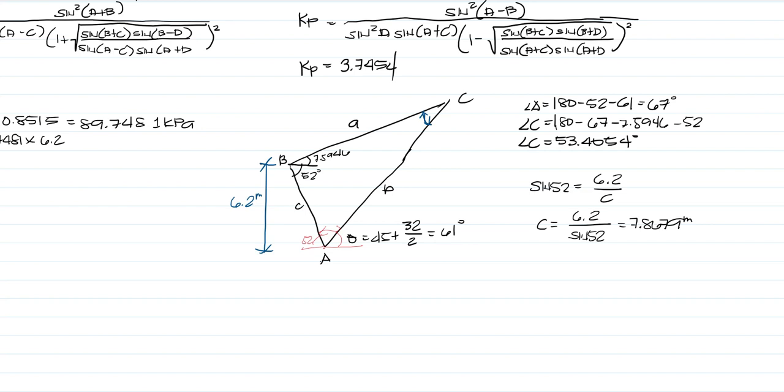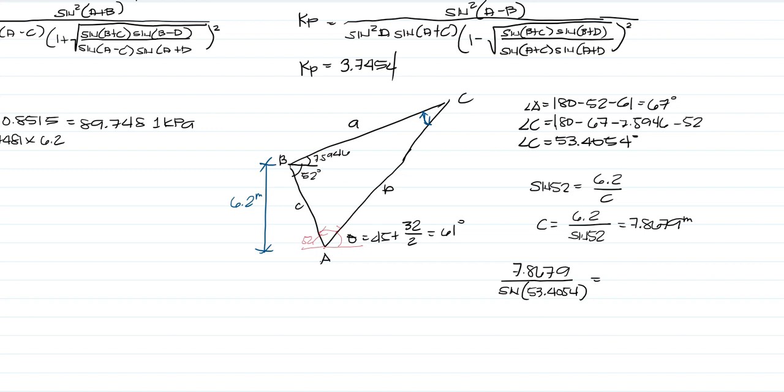Ngayon, yung B na lang kailangan natin hanapin. And yung B, mahanap natin siya by using the sine law. Kasi, merong angle B, meron tayong angle C, and meron tayong side C. So, using or utilizing that one, we could get the side B. So, that will be, using the sine law, we can have 7.8679 divided by the sine of the angle C, which is 53.4054.